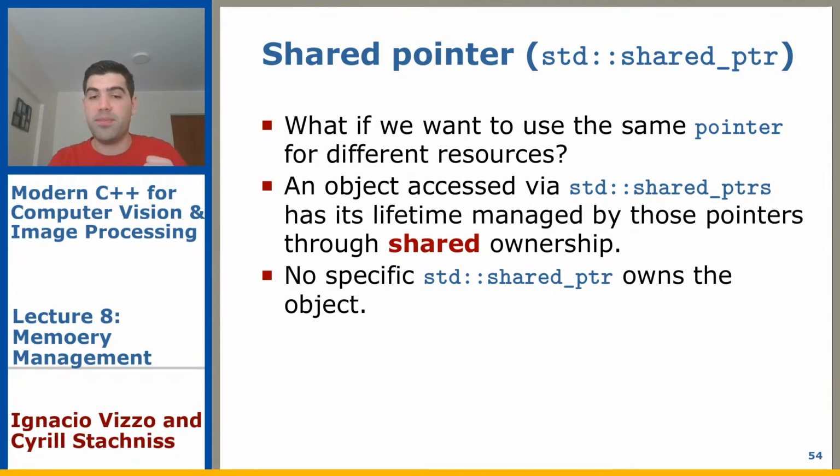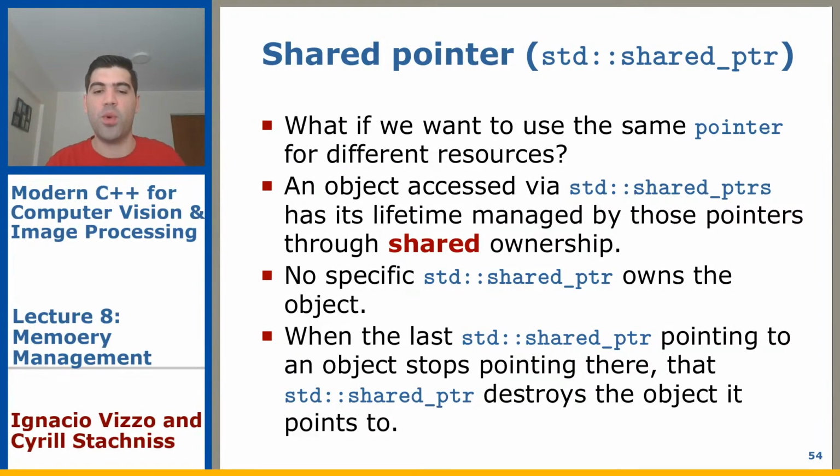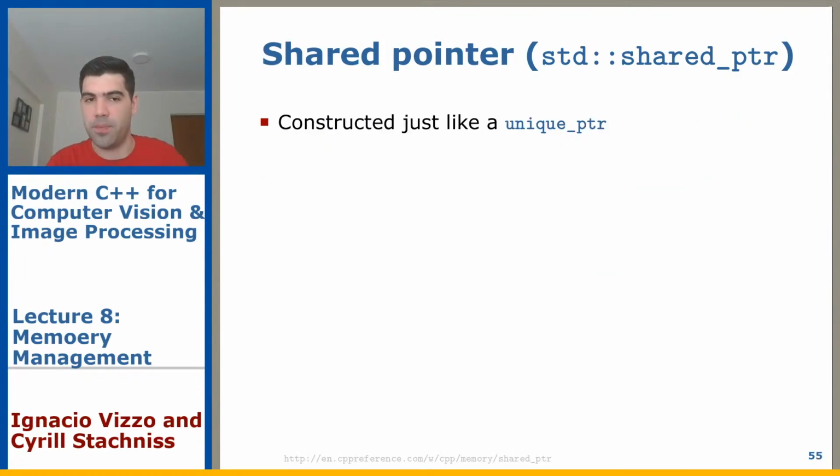So no specific shared pointer owns this object, so it's not like a unique pointer. You don't own an object through a shared pointer, you just somehow share this ownership. And when the last one standing shared pointer gets deleted, then the shared pointer will destroy the object that it is pointing to. The construction is the same as unique pointer.